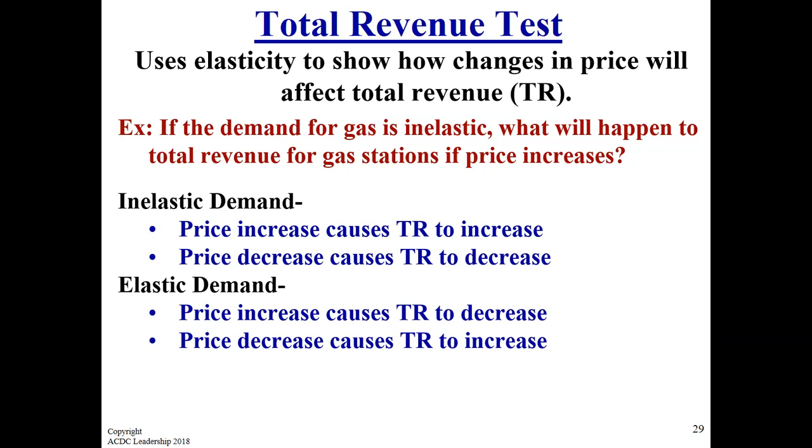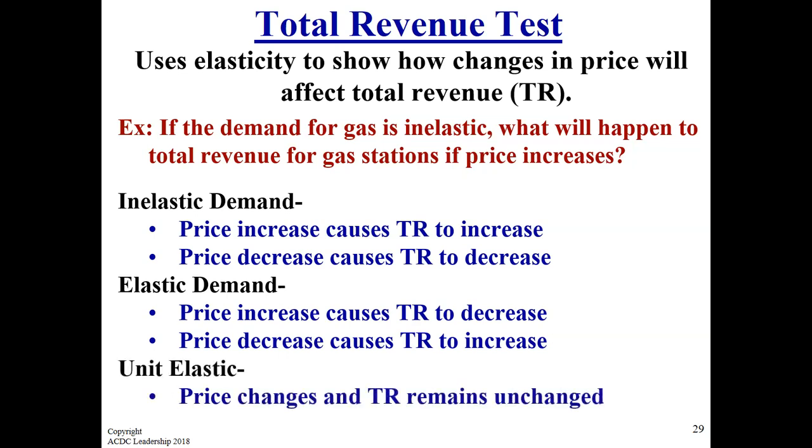Does this make sense to you so far? What's the next question I'm going to ask? Not perfectly, but you're getting close. You got unit. So what's going to happen in unit elastic? What's going to happen to total revenue? It's going to stay the same, right? Price up 10%, quantity demanded down 10%. So it's going to remain constant. Good job. There you go.